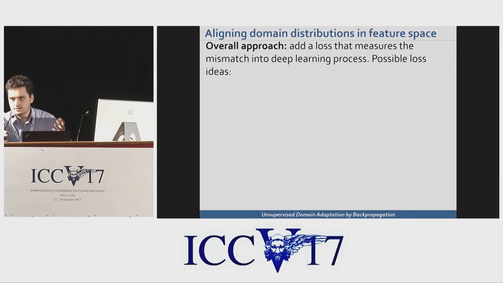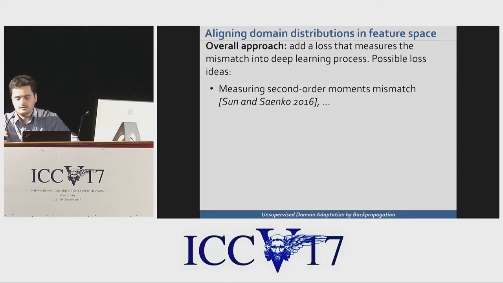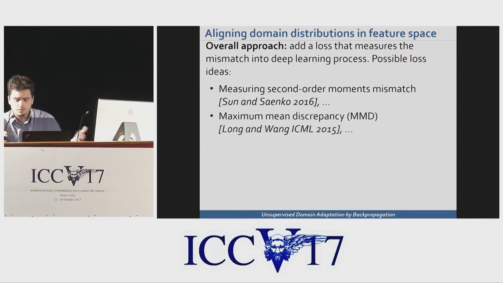Generally, you take some loss, which measures the separation between distributions, and you plug it into the learning process so that during learning it affects the feature extractor. Possible choices are to do it parametrically, like measure first and second order moments, and that would be your loss, and you want to minimize it, so you align your distributions up to those moments. This has been tried for domain adaptation in this work and some others. Another popular idea is maximum mean discrepancy, which has already been investigated and works well.